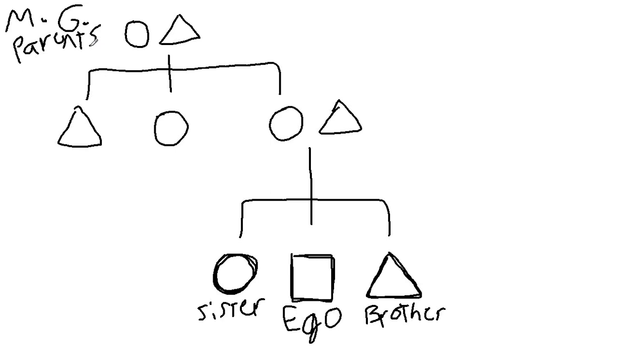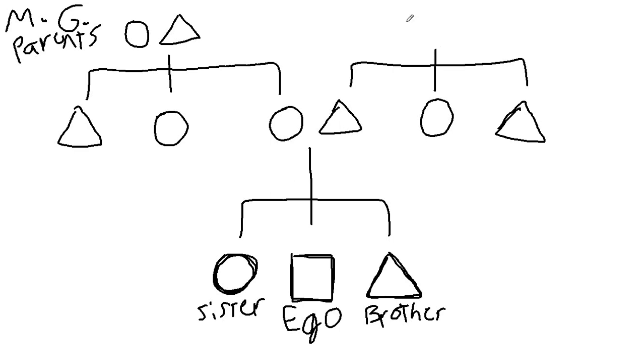And let's say the father also has a sister and a brother. We're going to keep this really simple because this is basically just an introduction to how kinship diagrams work. So the father and his brother and sister are all going to come from a mated pair, which will be the paternal grandparents.